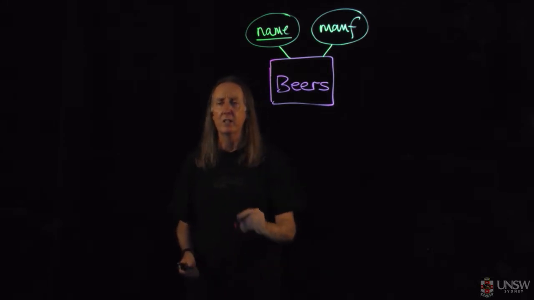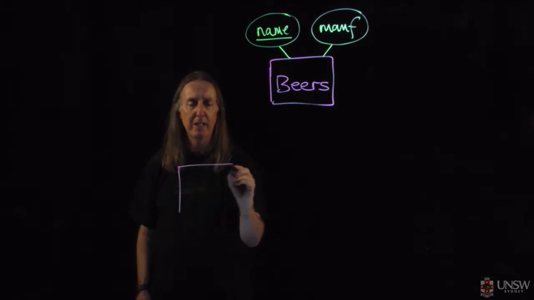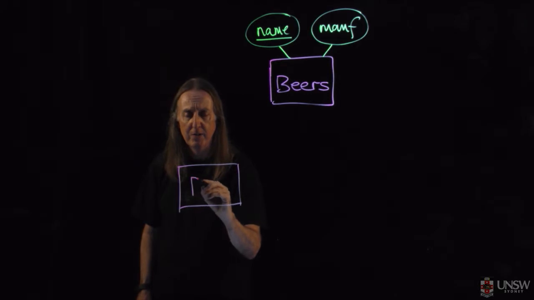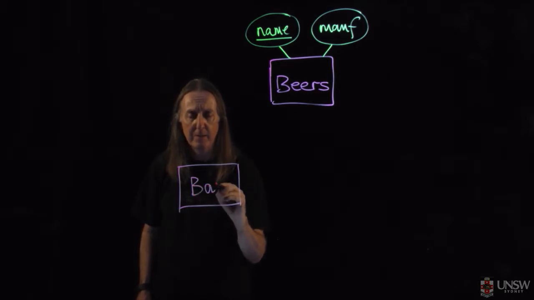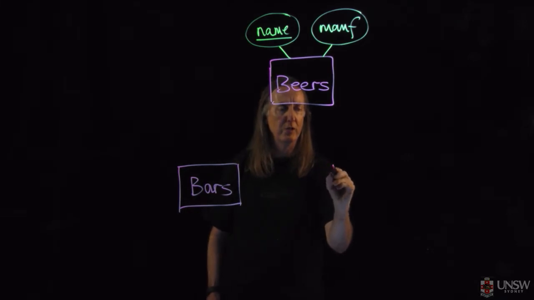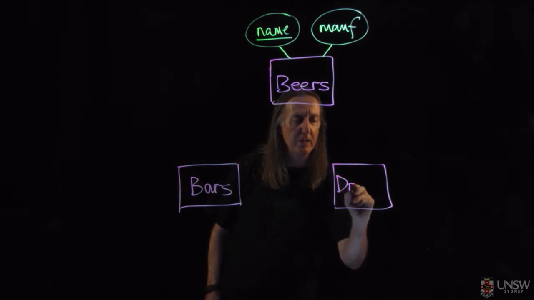All right, what else have we got? Well, we've got people who drink beer, and we've got the places where they drink them. So let's take a look at bars, and we're also going to look at drinkers.